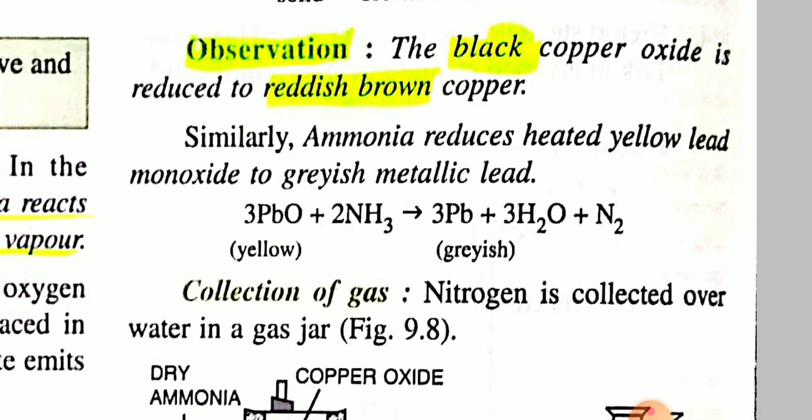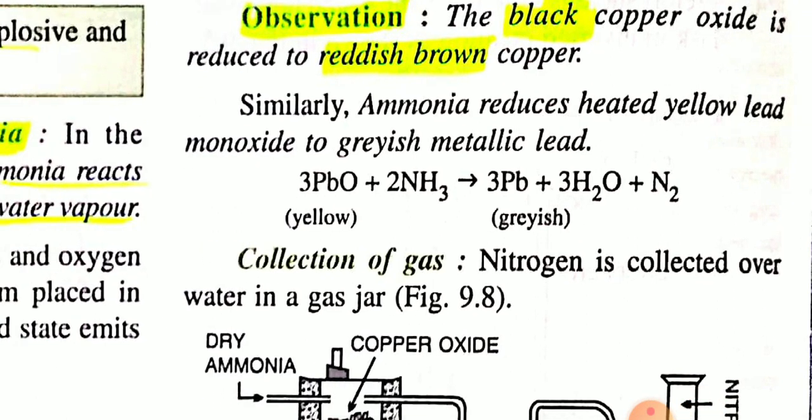Similarly, ammonia reduces heated yellow lead monoxide, PbO, to grayish metallic lead. So the reaction is 3PbO plus 2NH3, arrow 3Pb plus 3H2O plus N2.